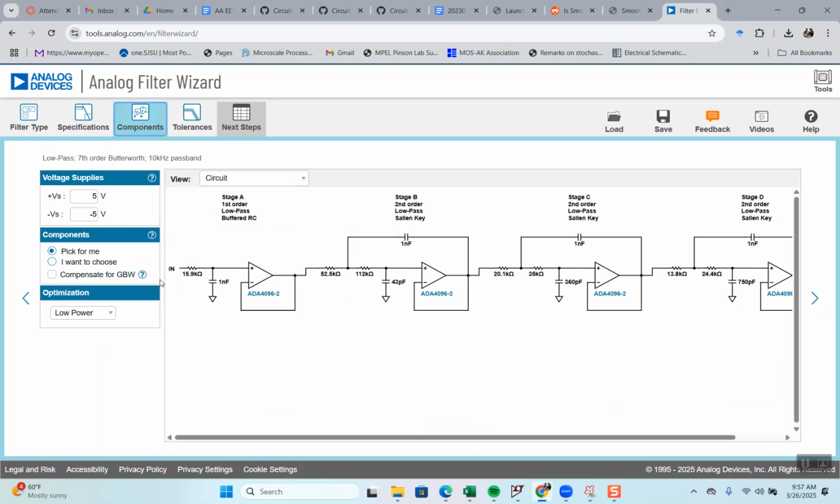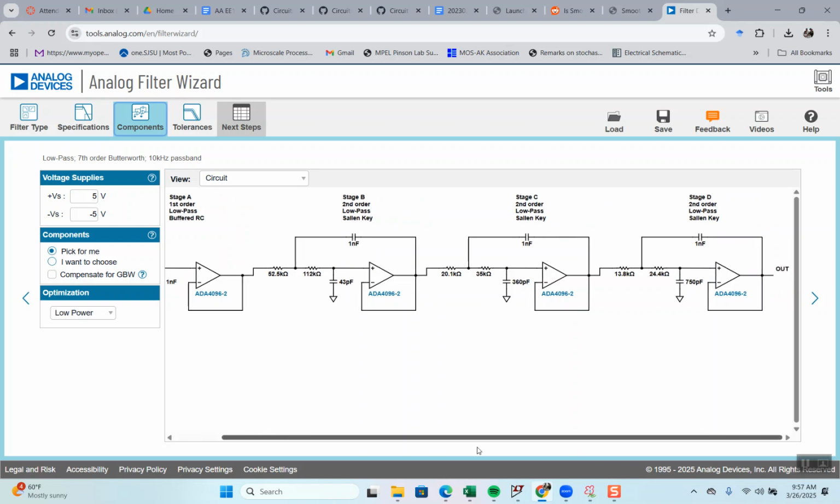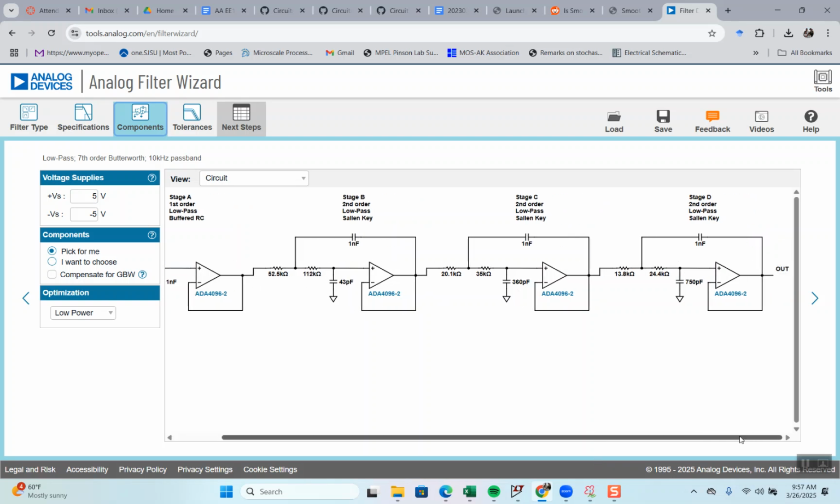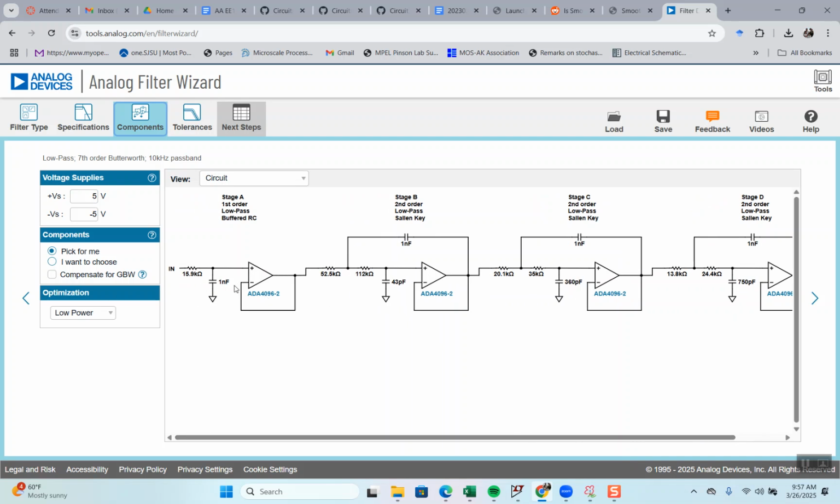All right, components. Interesting. It added a pole here, so it's actually 1, 2, 3, 4, 5. It's a seventh order filter, and it added one regular, traditional filter that we've been talking about, right? But then here I have two resistors. It's drawn upside down to the way I draw it, but this is Sallen and Key, Sallen and Key for low power.